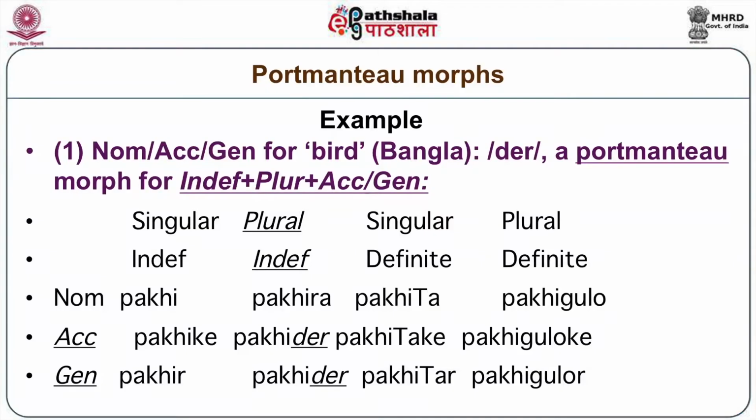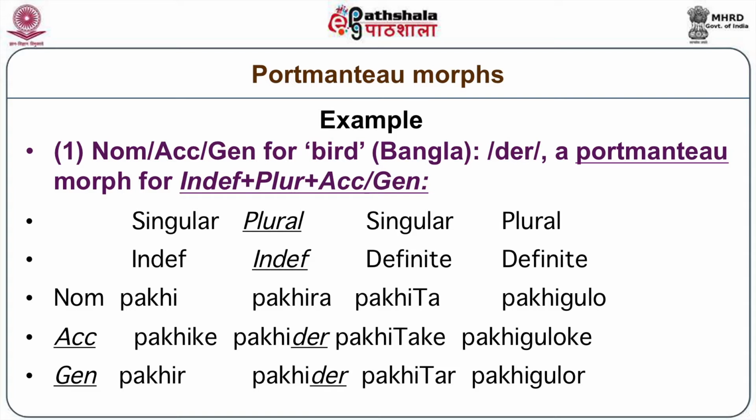Now let me get to my second example of a portmanteau morph. In my mother tongue, Bangla, if you look at the chart for the word bird, you find that when you say definite singular bird, you get pakhita in the nominative. In the accusative, that becomes pakhitake. The pakhi part is bird, ta is for the definiteness, and ke is for the accusative case marking. No problem with pakhitake.